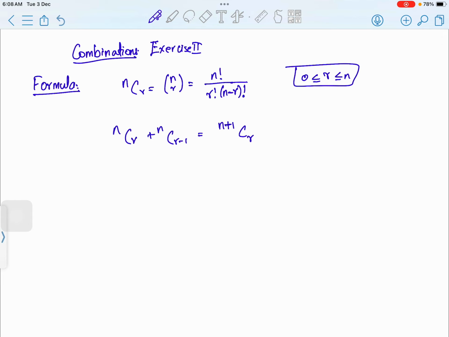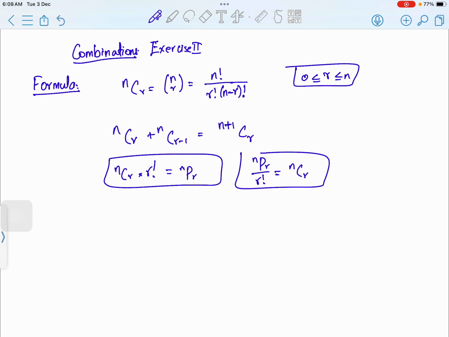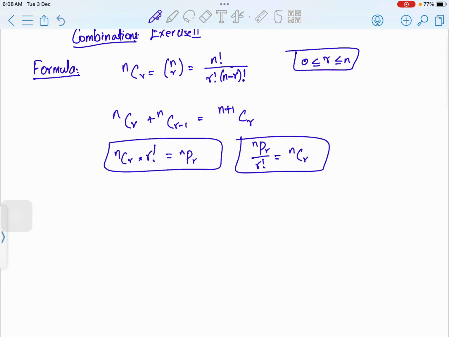And the next is the relation between nCr and nPr. nCr into r factorial is nPr. Very important one. Or you can denote it like nPr divided by r factorial equals nCr. Next, nCr and nC(n minus r) are both equal. Example, 10C3 and 10C7 are equal, 12C5 and 12C7 are equal.